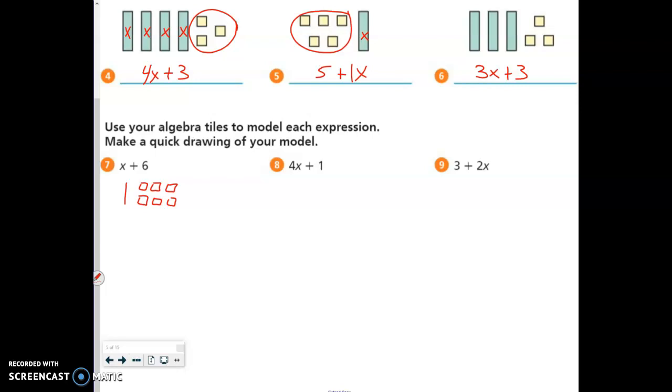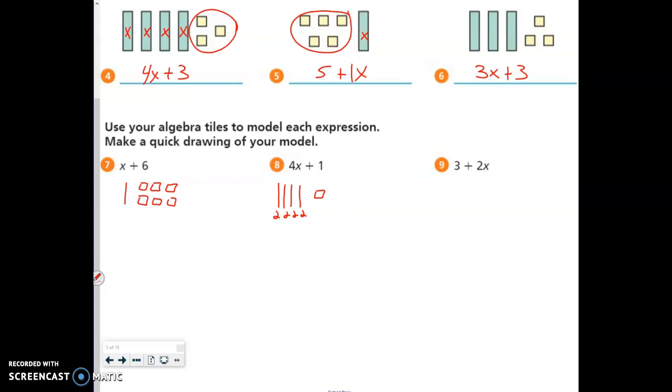Here again, we've got 4 x's, so 4 sticks, and 1 box left over. Now, no matter what I put in for x, I've got that many sticks, so let's say that x was, in this case, 2. That means each of these sticks would represent 2. So it'd be 2, 2, 2, and 2 for a total of 8, plus the 1 box left over. That's how that would work.